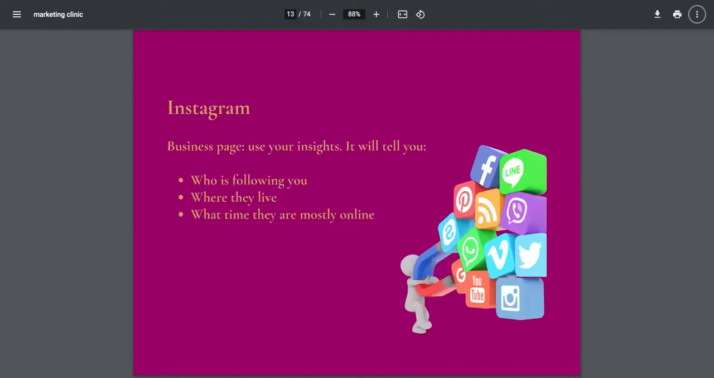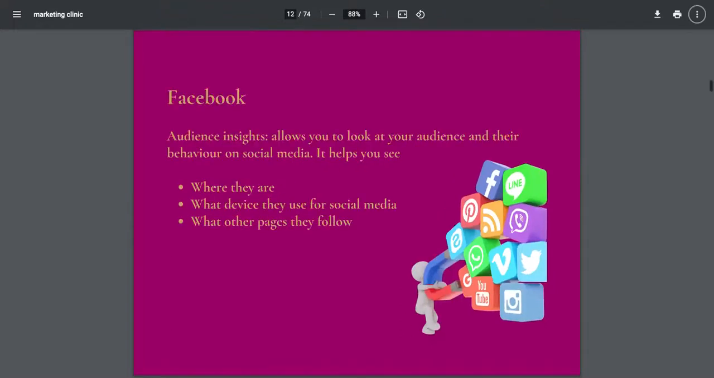What Instagram Insights doesn't allow you to see is what device they use for social media and what other pages they follow. Because from Facebook, you can check out what other pages they follow and what devices they use. It can help you target them a lot better when you do some advertising, or if you decide to do SEO or Google Ads as well.